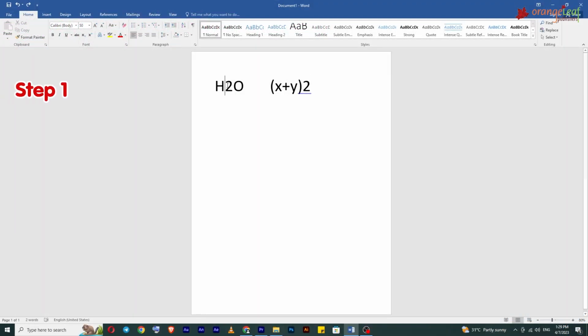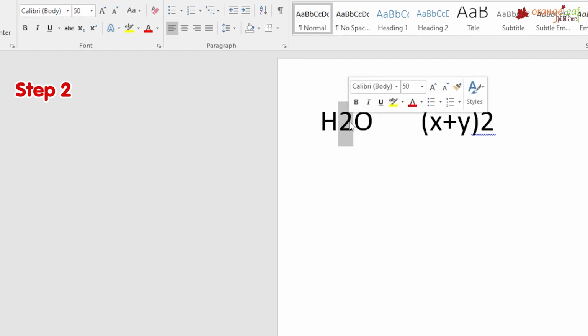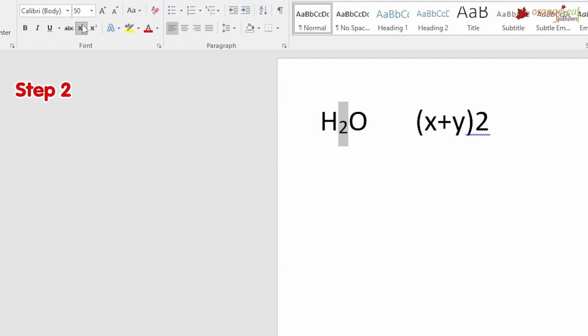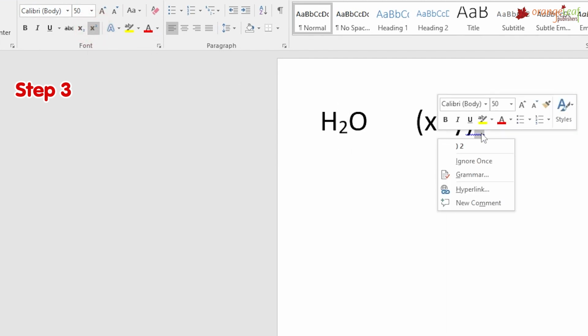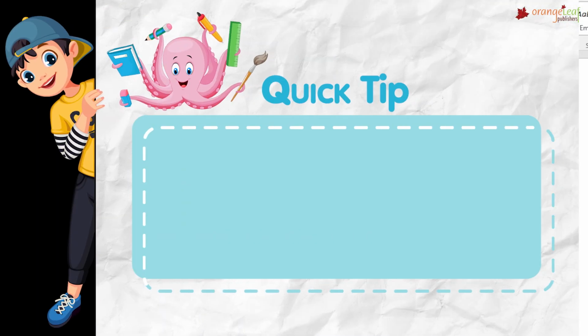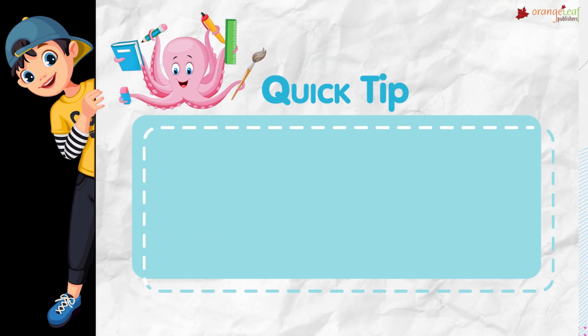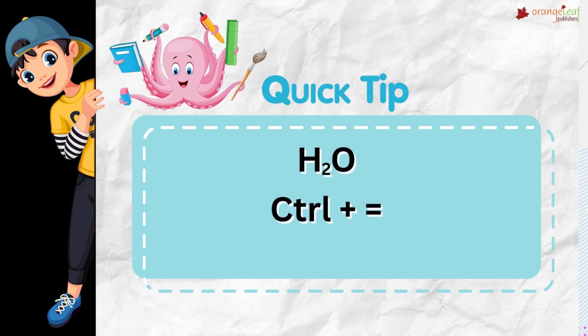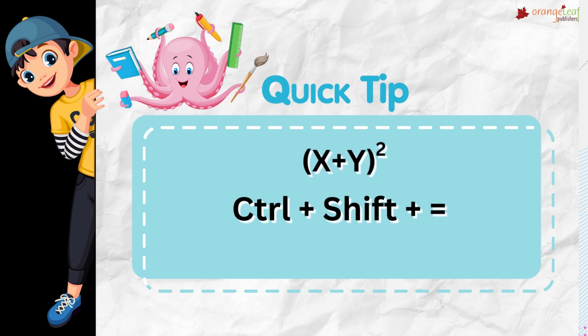Step 1. Select the text that you want to format as subscript or superscript. Step 2. To add subscript, click the subscript button in the Font group on the Home tab. Step 3. To add superscript, click the superscript icon in the Font group on the Home tab. Let's look into this quick tip. For subscript, press Ctrl plus equals. For superscript, press Ctrl plus Shift plus equals.